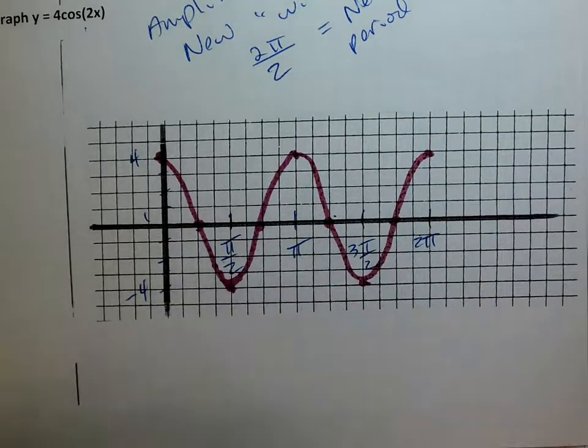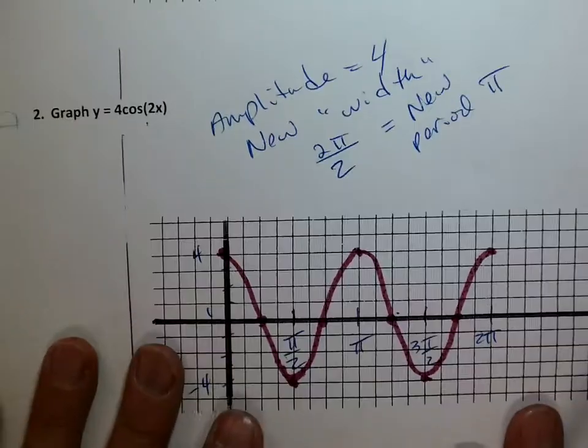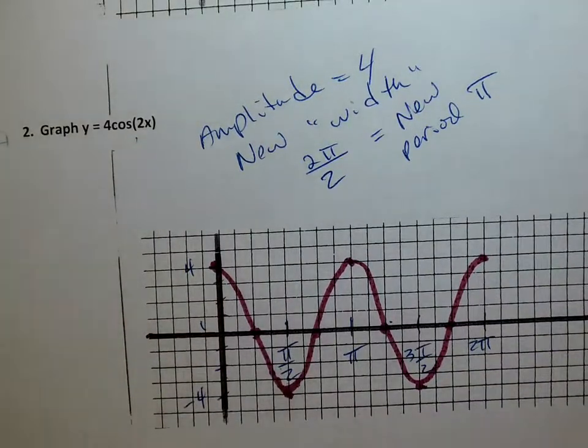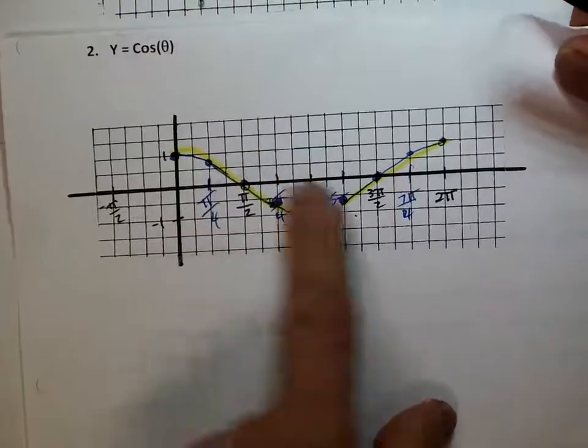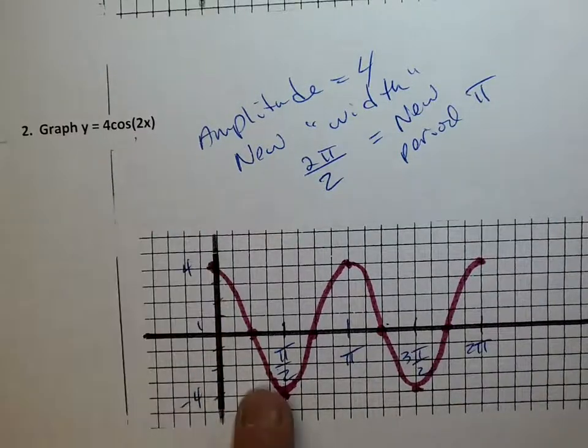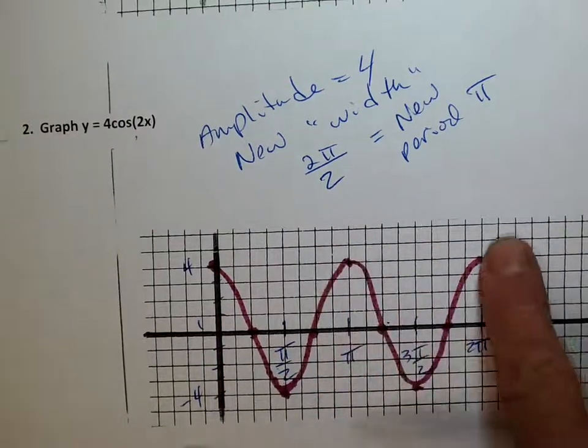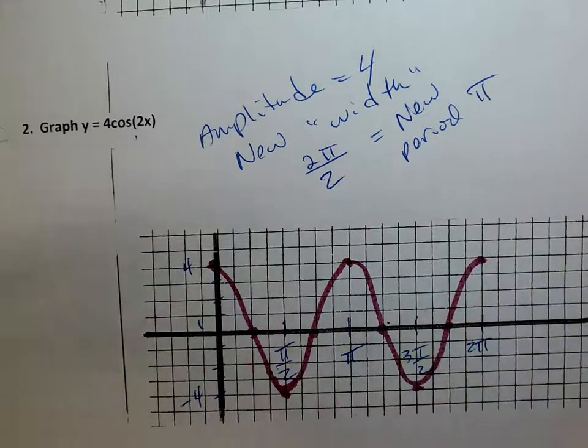Okay. So let's see what we have. I have a cosine curve. So if I look at my normal notes, that's what a cosine curve looks like, right? I have gone from 4 to -4, and I have 1, 2 curves within its normal width.